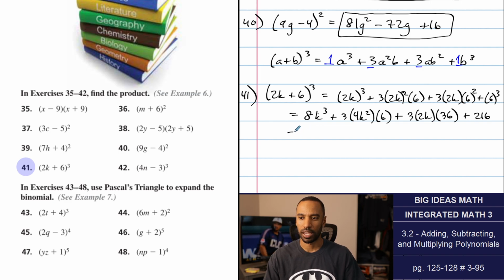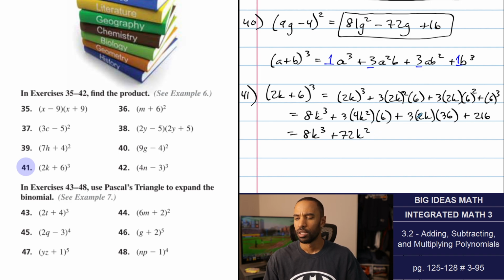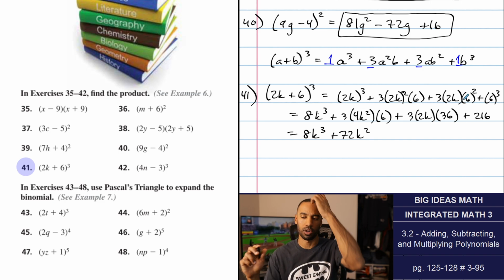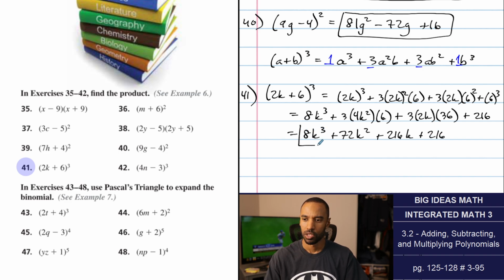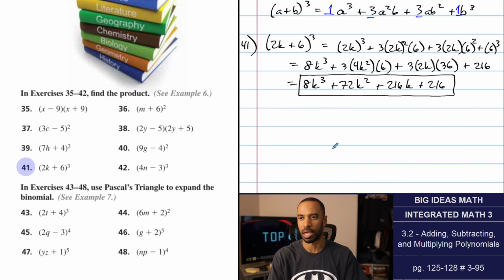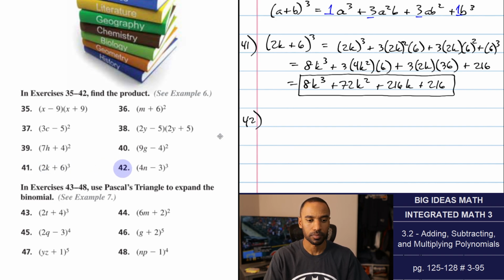So yeah, we still got to work out those middle guys. 3 times 4 is 12, times 6 is 72, so we get 72k squared. 3 times 36 is 108, times 2 is 216. And there's another 216 here. So that's the final result of that one. Probably the fastest way to go about it. There are some steps in work that I'll probably skip or optimize a little bit better as I work along them. Now, number 42 is the same.